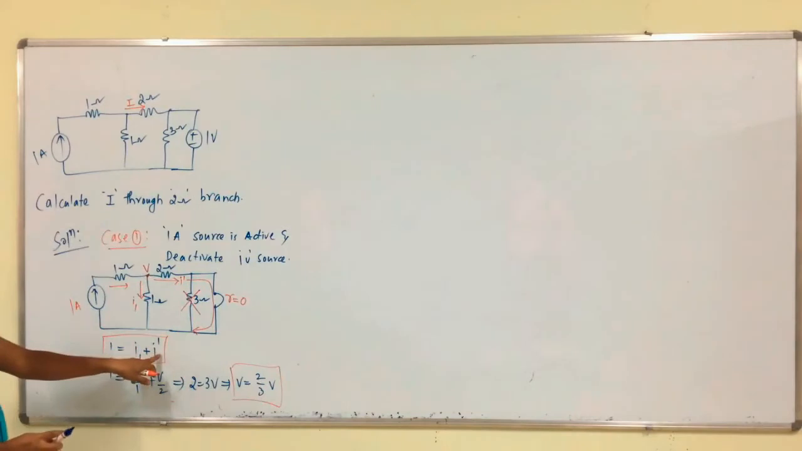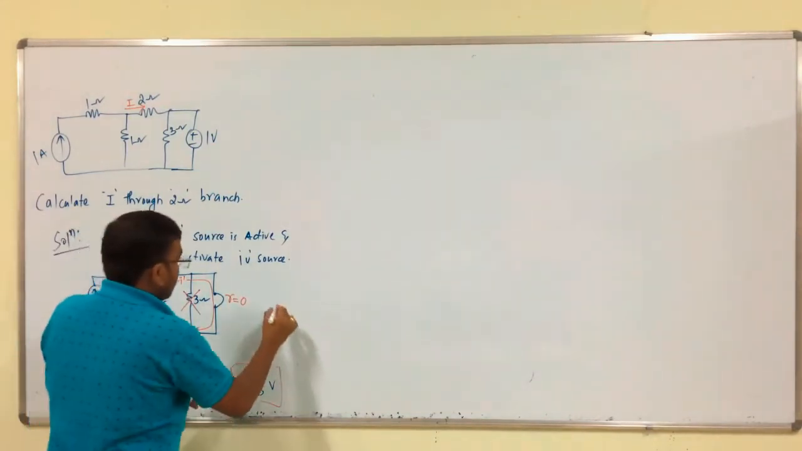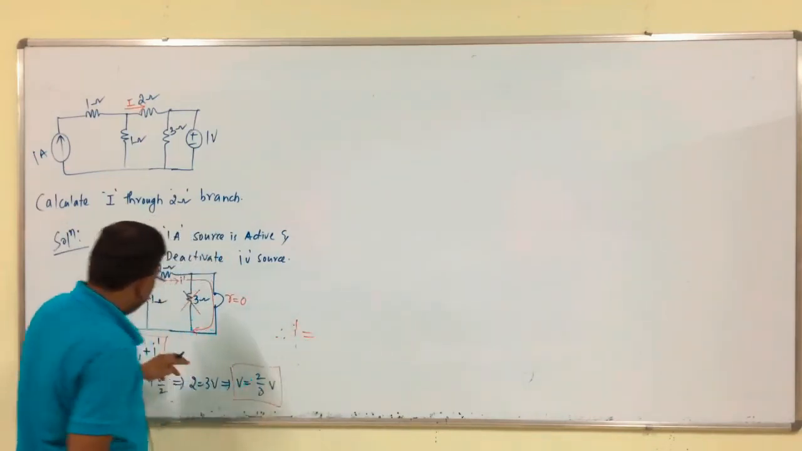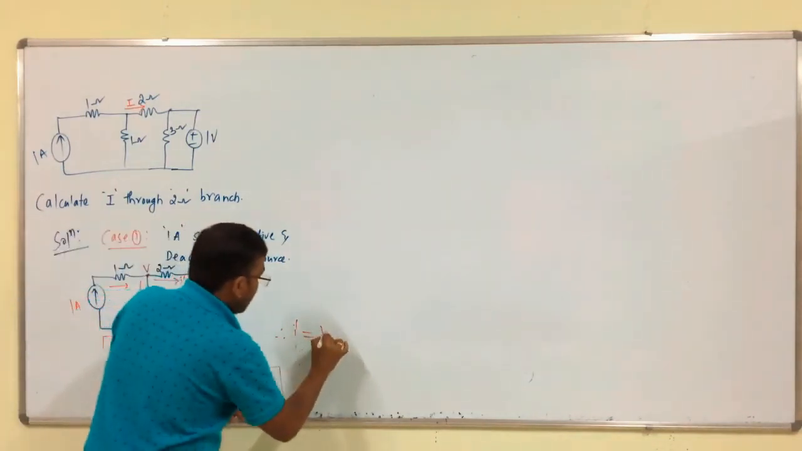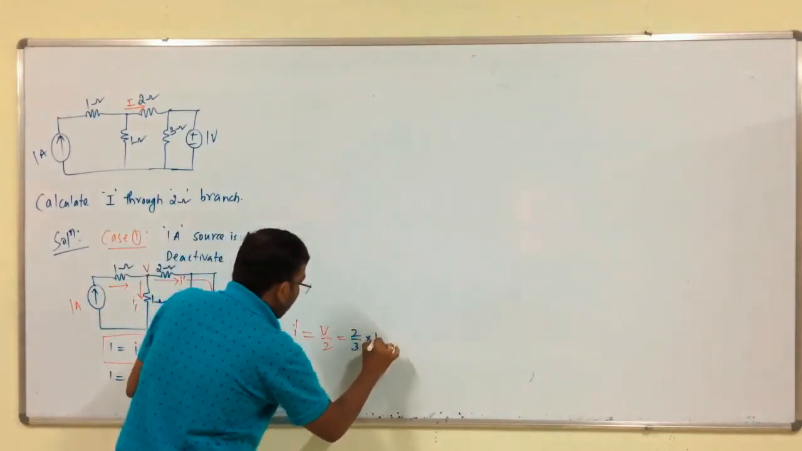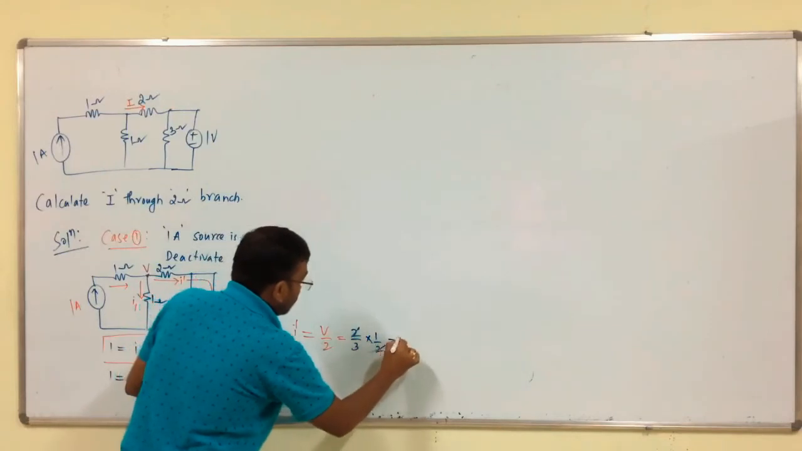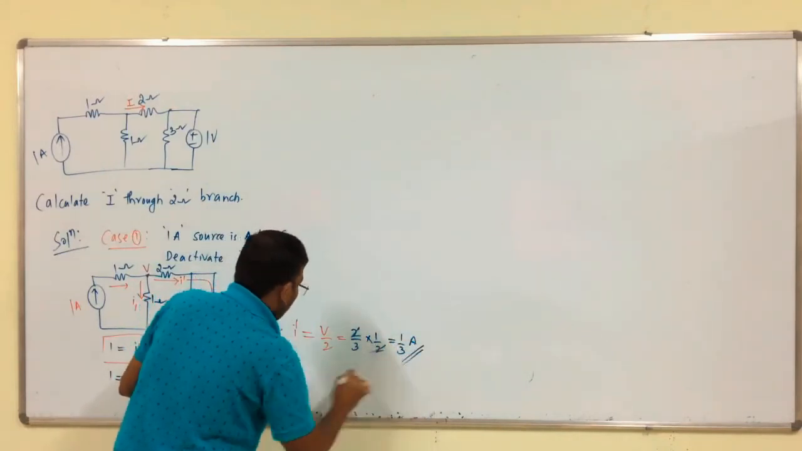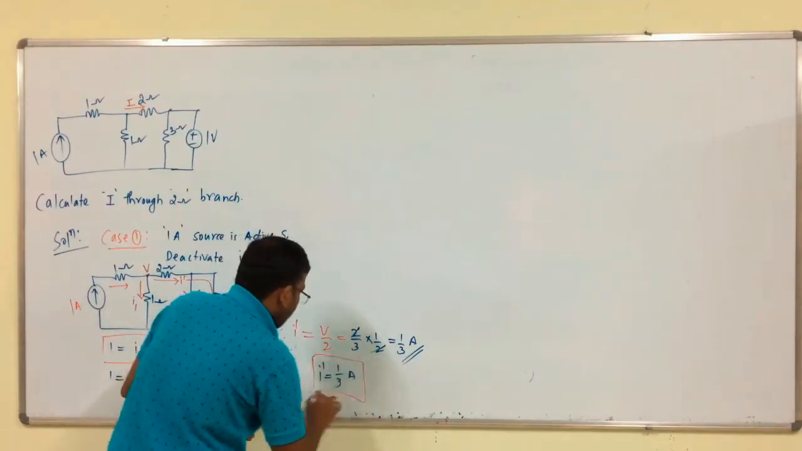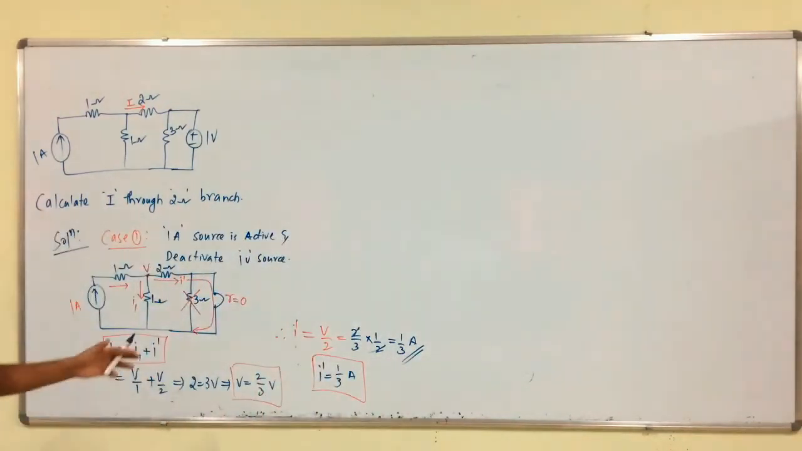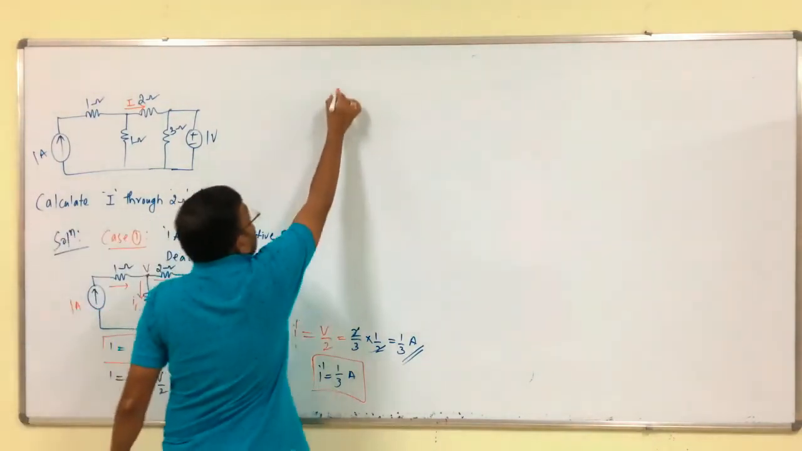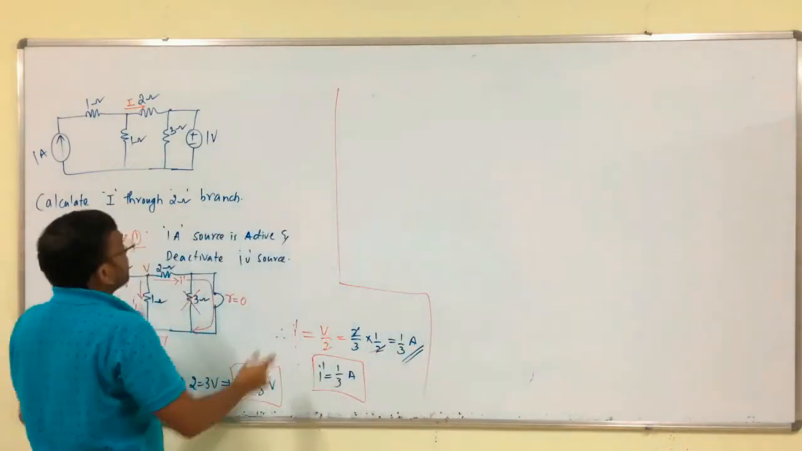But we want I dash only. Therefore, I dash is equal to, what is I dash? V by 2, which is equal to, what is the value of V? 2 by 3 into 1 by 2, which equals 1 by 3 amps. So, in case 1, I dash is 1 by 3 amps.